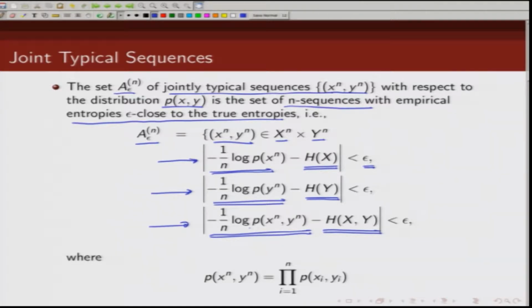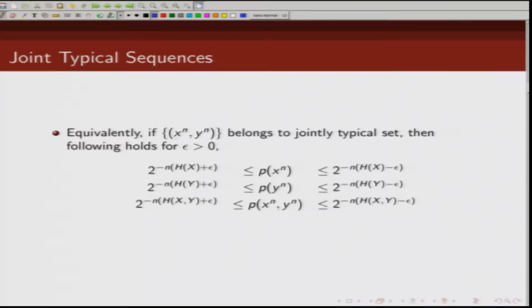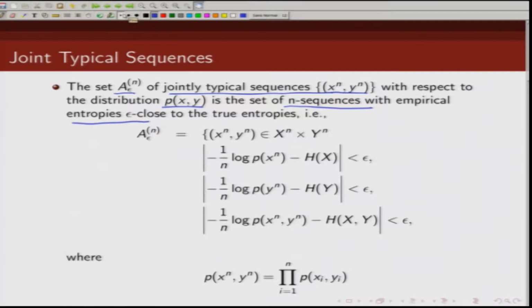Now, note that for x and y to be jointly typical, we need all these three conditions to be satisfied. So, if x^n and y^n is an n bit sequence and it is a jointly typical sequence, then it will satisfy these three properties. Now, equivalently, we can also write that if x^n and y^n belong to the jointly typical set, then these three relations hold, and this comes directly from the conditions that we have written here.